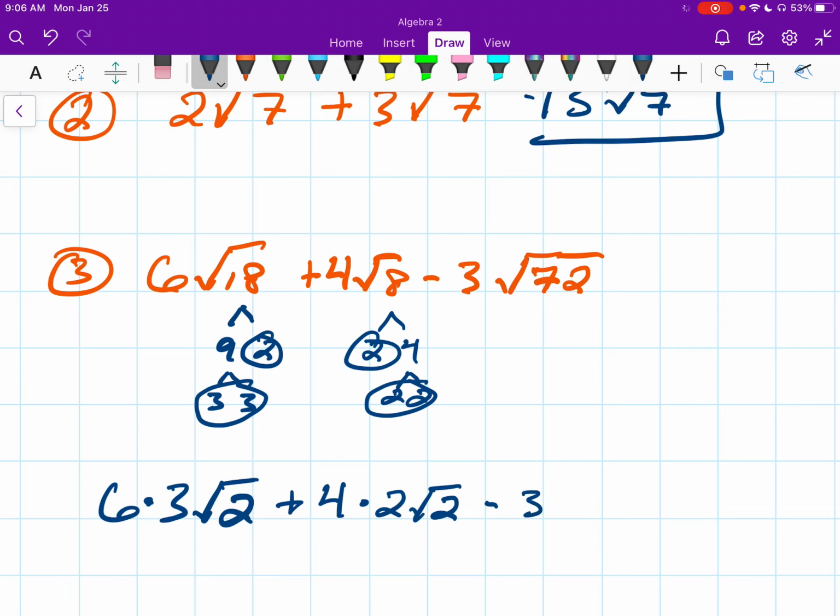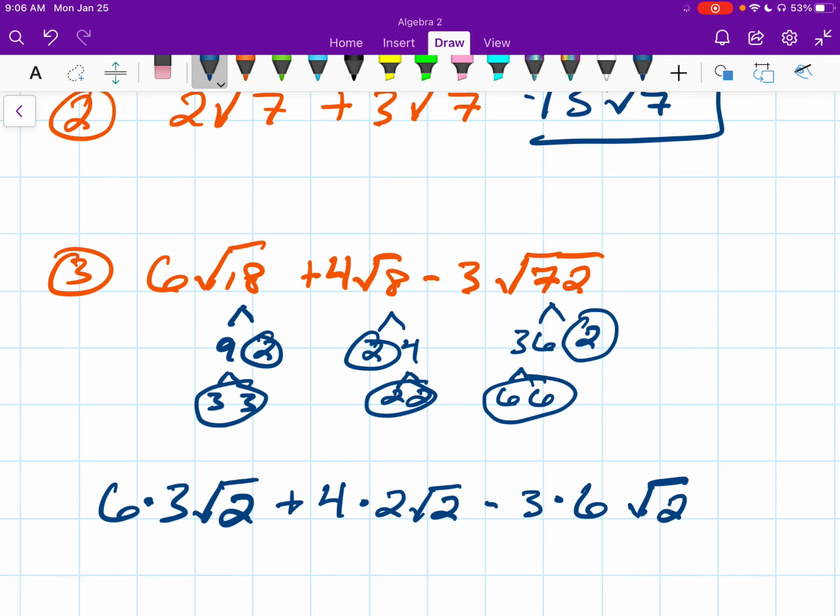Lastly, I'm going to have negative 3 times, breaking up our 72. 72 will break up into 36 and 2, which is 6 and 6. So I have a pair of 6's and a single 2. So I have my negative 3 outside, I have a 6 that comes outside, and then underneath my root I have a 2.